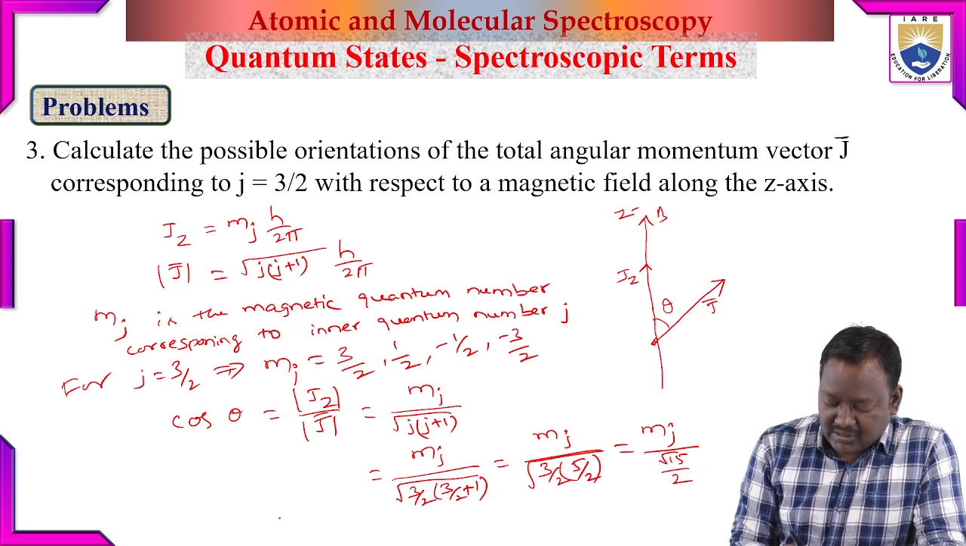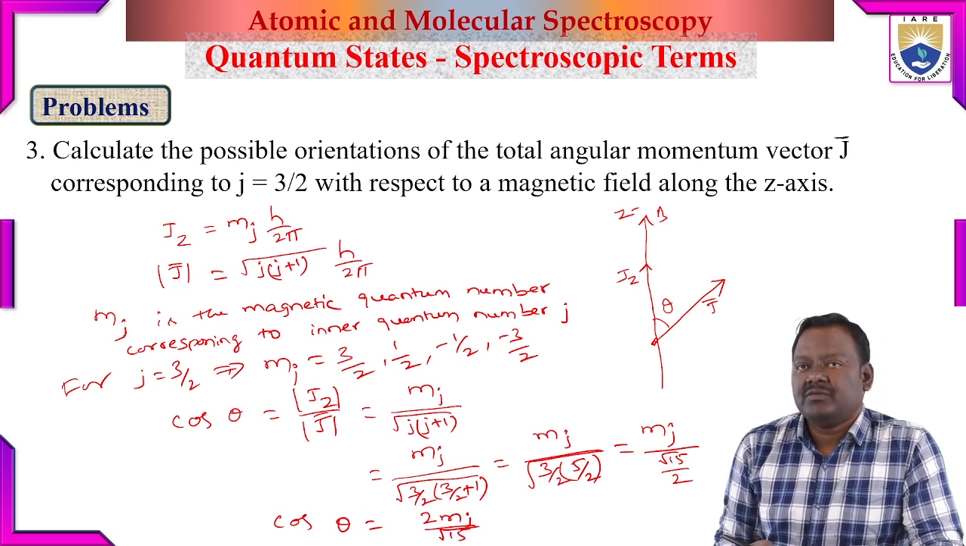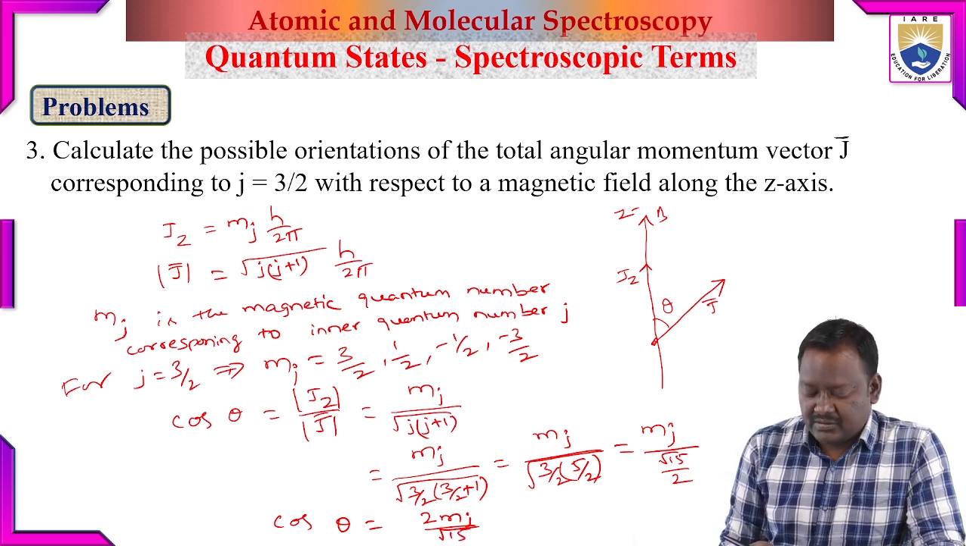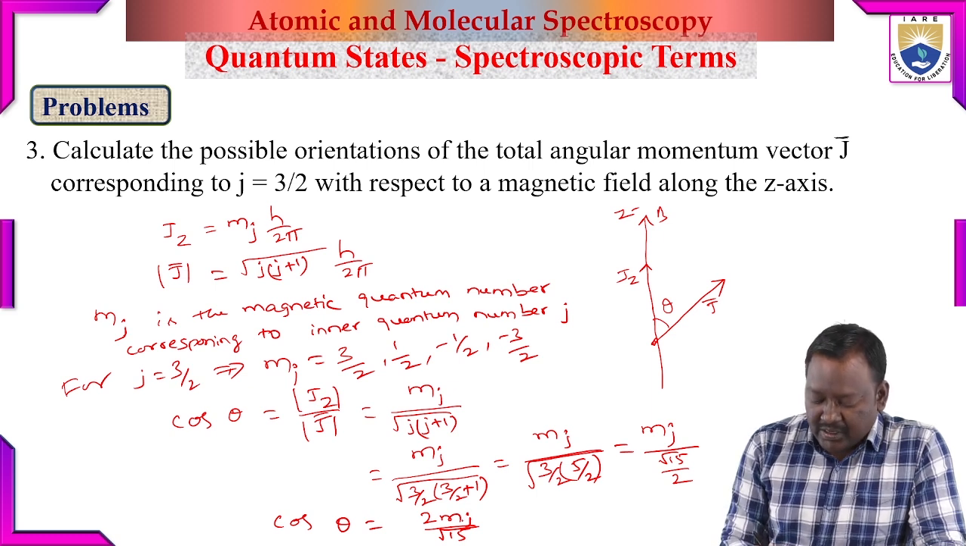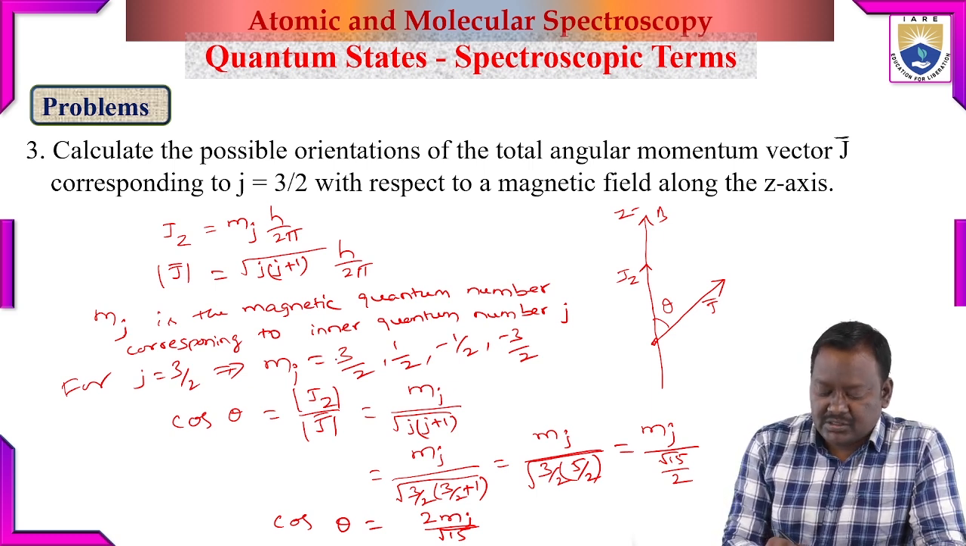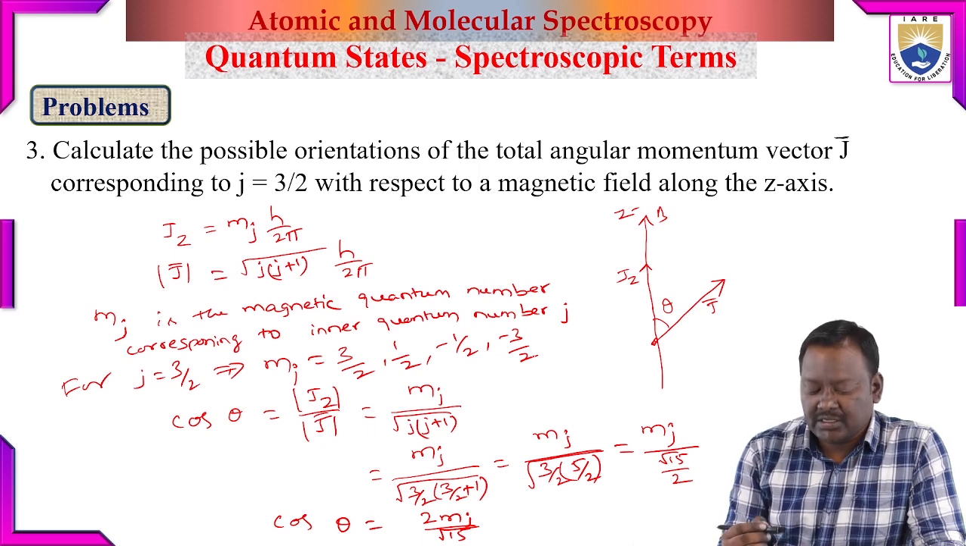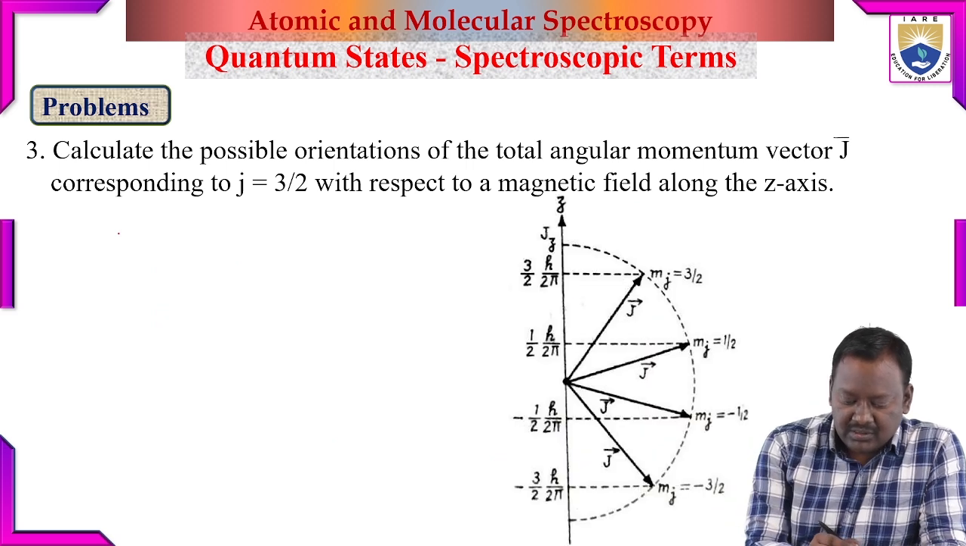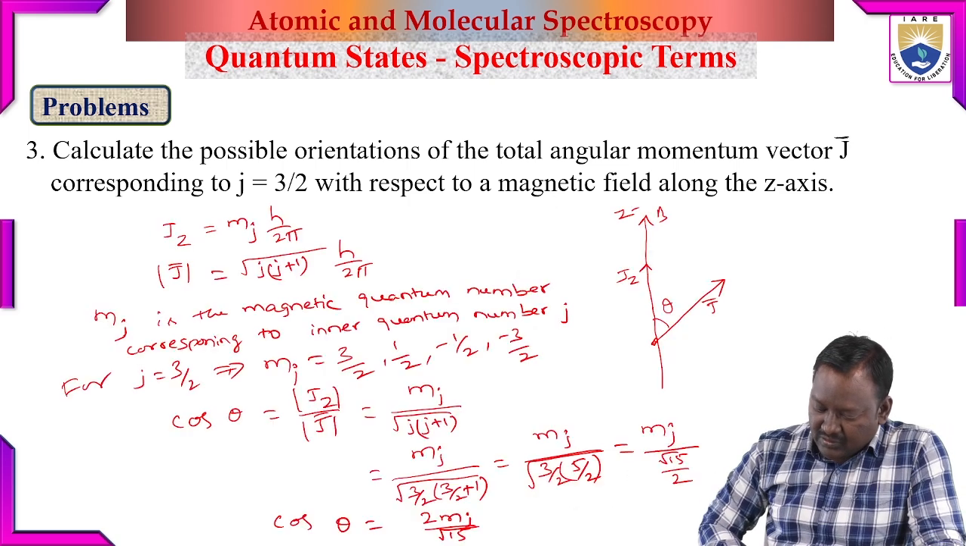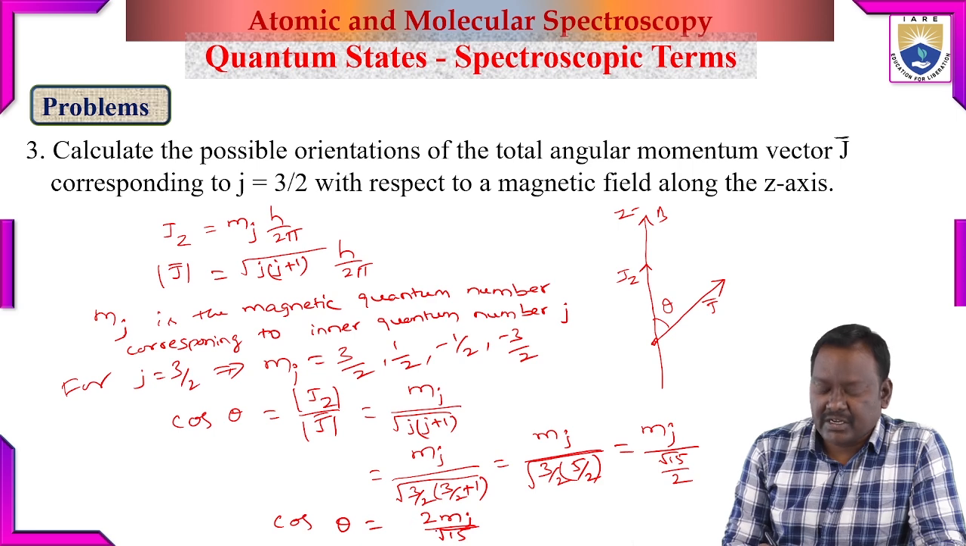That means cos theta is equal to 2mj by square root 15. Here mj can have values 3/2, 1/2, minus 1/2, minus 3/2. So cos theta values can be taken as mj times 2 by square root 15, which is common.